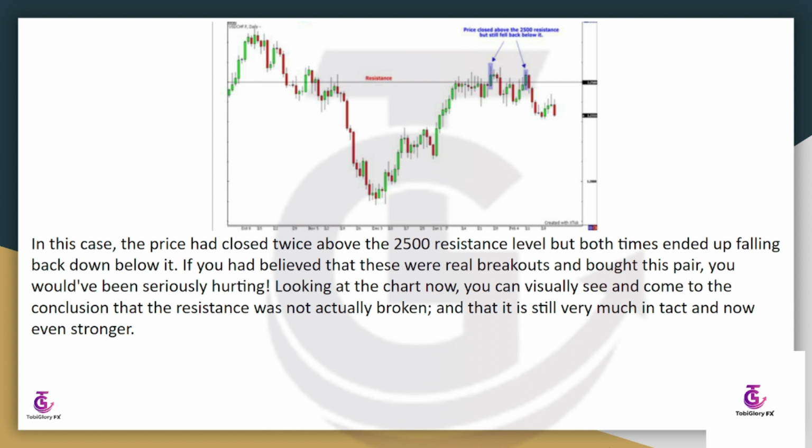You would have been seriously hurting looking at the chart now. You can virtually see and come to the conclusion that the resistance was not actually broken, and that it is still very much intact and now very strong. It is indicating that this resistance zone is very, very strong.